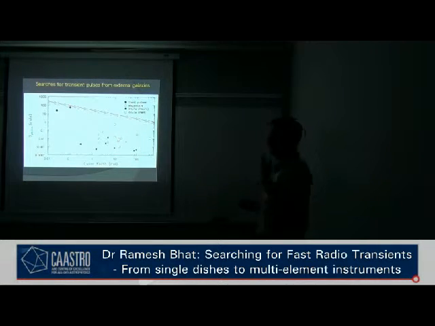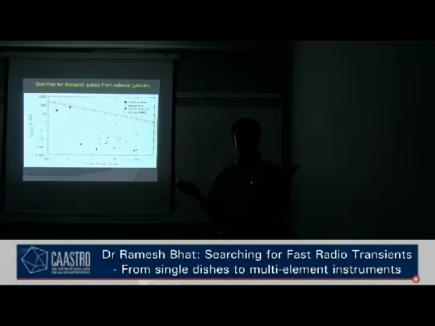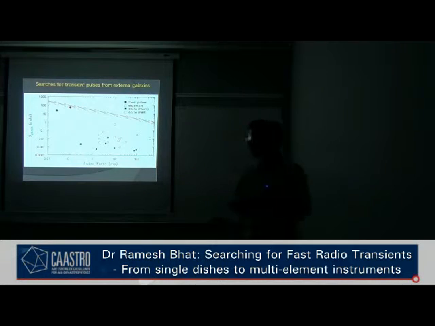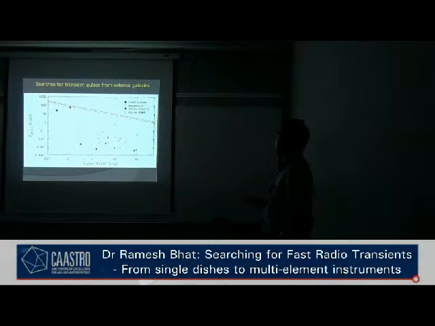So even when the new instruments come up, these are some of the applications where large single dish sensitivity will still hold as the main factor for success.